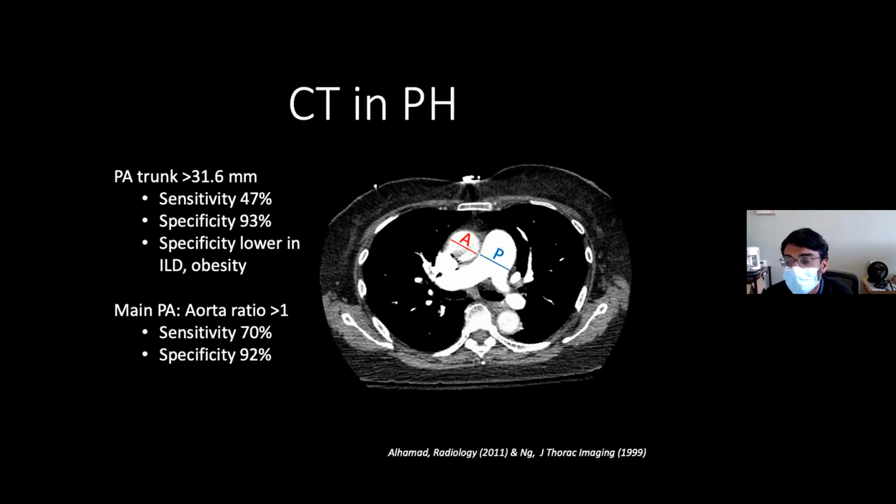Ellen, question from the VA. Is it true that both loud P2 and fixed splitting are associated with pulmonary hypertension? Yes, they both are associated with it. However, there can be multiple causes for all of them. So just because you have both occurring at the same time, that is not specific for your diagnosis of pulmonary hypertension.